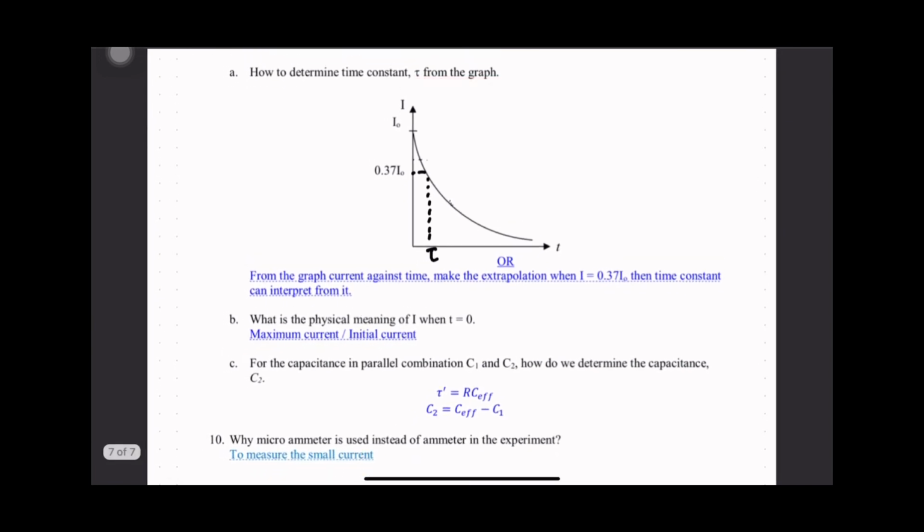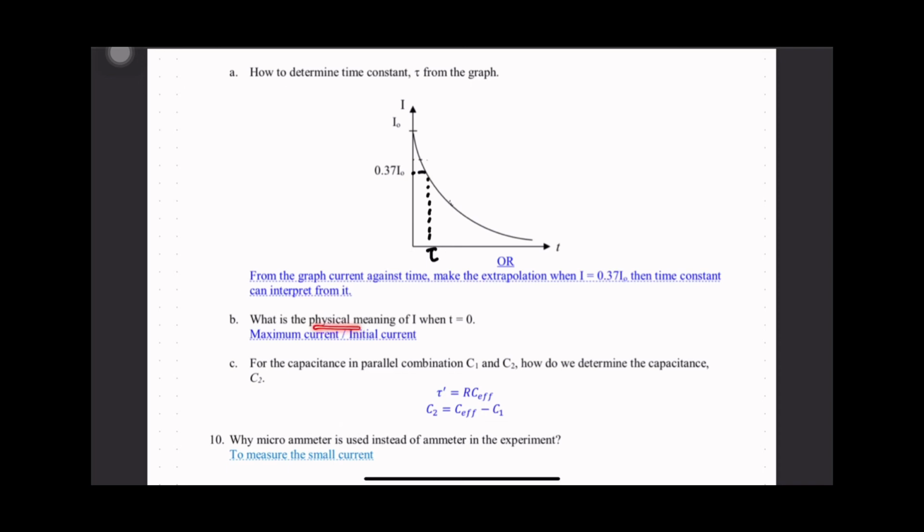Okay, next, how to determine the time constant tau from the graph? Okay, so how do we know? Okay, it is 0.37 of our I0. Okay, the I0 from the experiment you did. So there is the time constant. From the graph, current against time, extrapolate when I is equal to 0.37 I0. Then the time constant can be interpreted from it. Okay, so make sure you can do it like this.